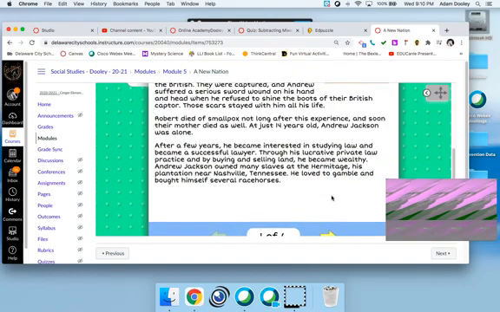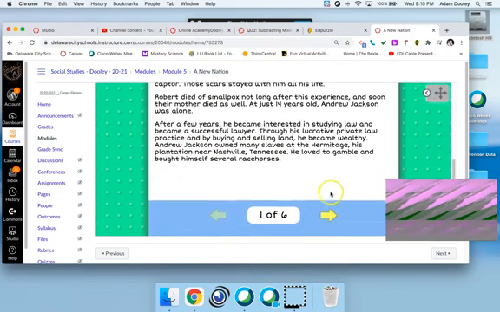After a few years, he became interested in studying law and became a successful attorney. Through his lucrative private practice and buying and selling of land, he became wealthy. Andrew owned many slaves at his Hermitage, his plantation near Nashville, Tennessee. He loved to gamble and bought himself several racehorses. It is important to point out that he was a slave owner.